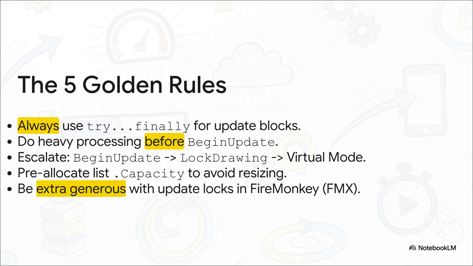3, know your escalation path. Start with BeginUpdate, move to more powerful locks if you have to, and know that virtual mode is your ultimate solution. 4, remember to pre-allocate capacity. And finally, number 5, especially in FireMonkey with its complex styling and layout engine, be extra generous with your update locks. Sometimes you need to lock more than you'd think.